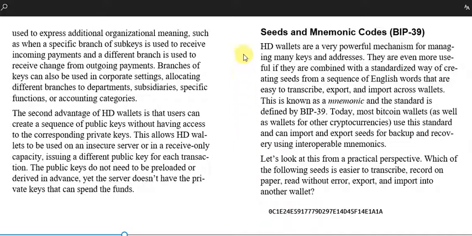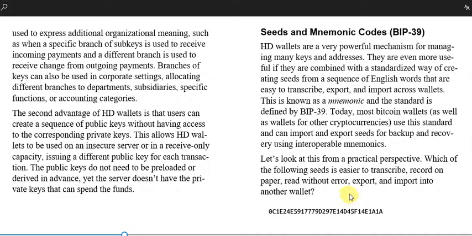Seeds and mnemonic codes, BIP39. HD wallets are a very powerful mechanism for managing many keys and addresses. They are even more useful if they are combined with a standardized way of creating seeds from a sequence of English words that are easy to transcribe, export, and import across wallets. This is known as a mnemonic and the standard is defined by BIP39. Today, most Bitcoin wallets, as well as wallets for other cryptocurrencies, use this standard and can import and export seeds for backup and recovery using interoperable mnemonics.